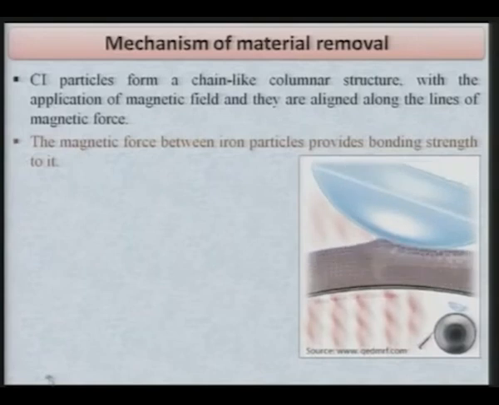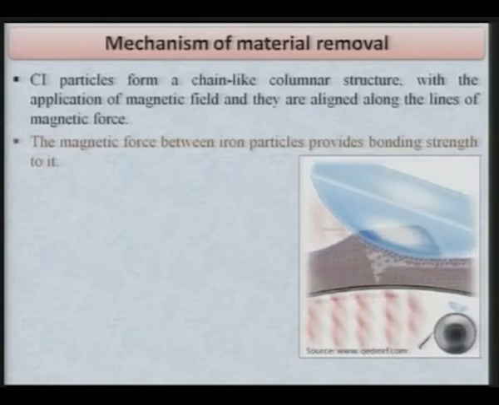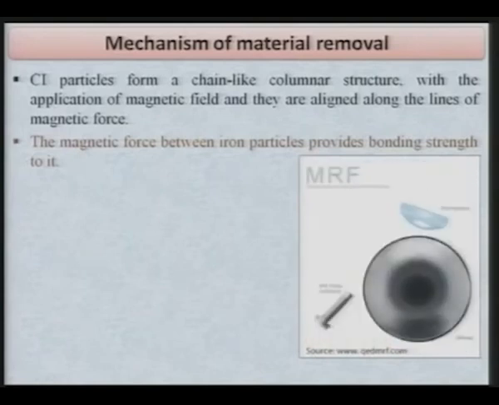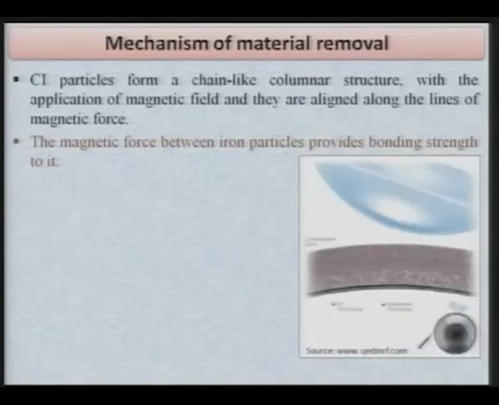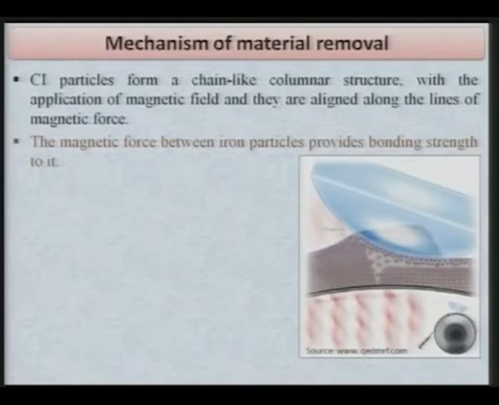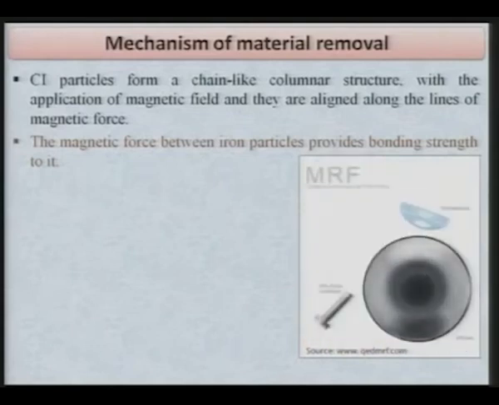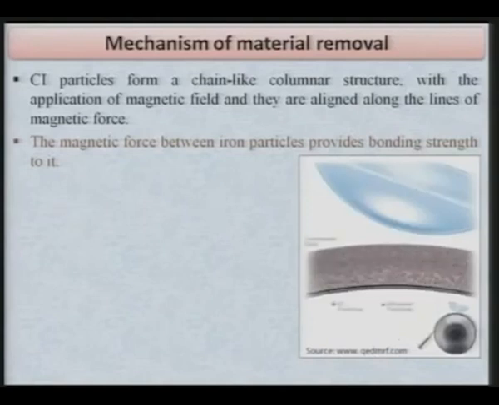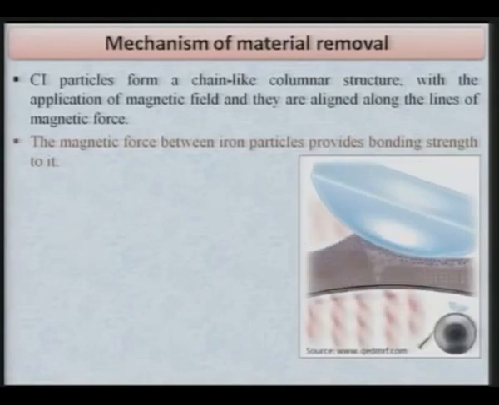Now, you can see here these yellow and blue colors are the abrasive particles, and these purple colors are the abrasive particles, and others are the iron particles, and abrasive particles are coming at the top, which are interacting with the lens, as you can see here. So, abrasive particles are responsible for the removal of the material from the lens.